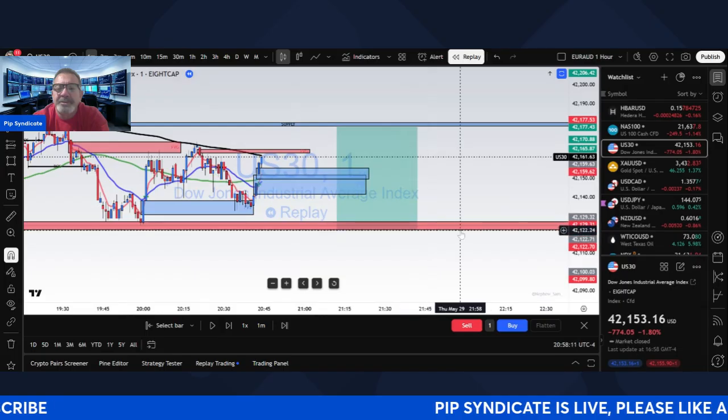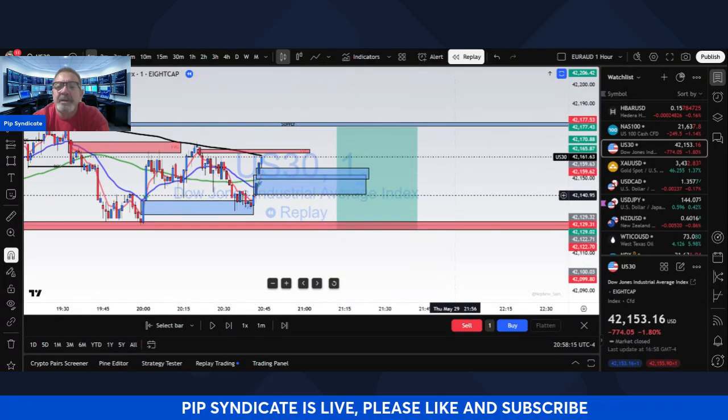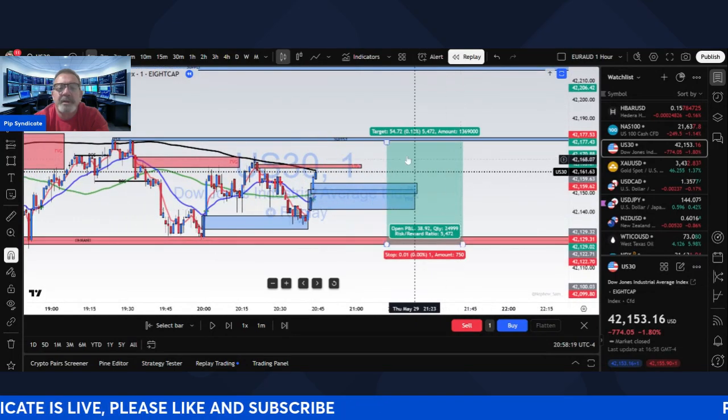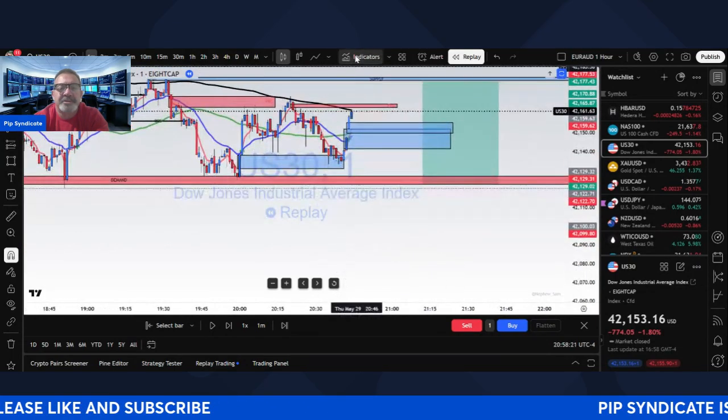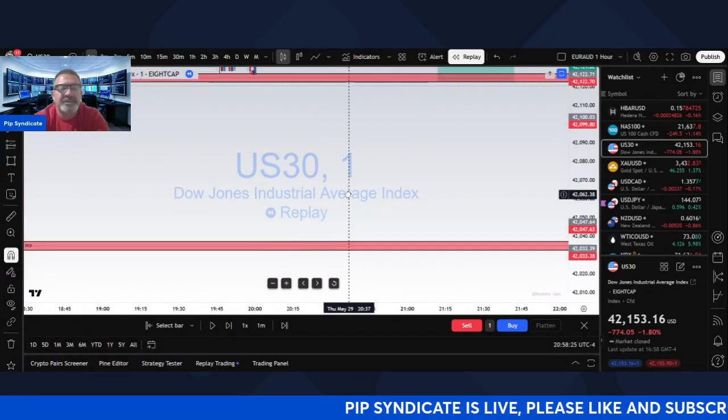That's the one that puts these boxes here. He calls them supply and demand. You call them support and resistance, whatever you want to call them. They're basically just support and resistance, and areas of interest. It maps them out for you, and it's super accurate, man.